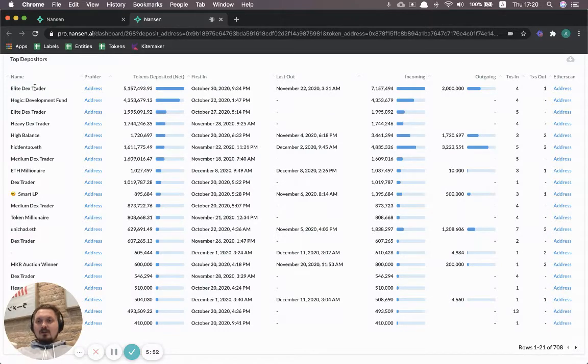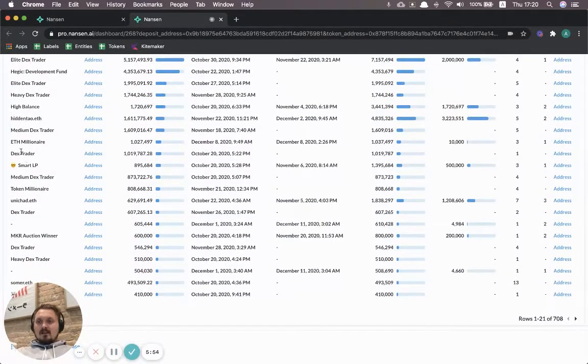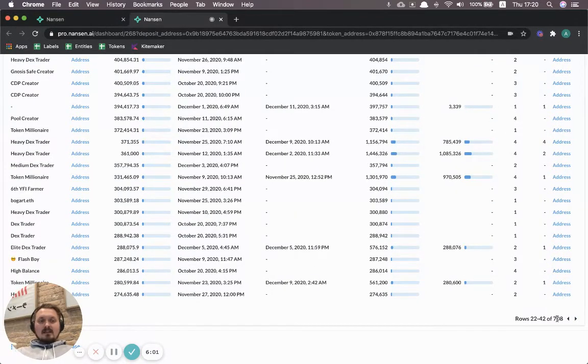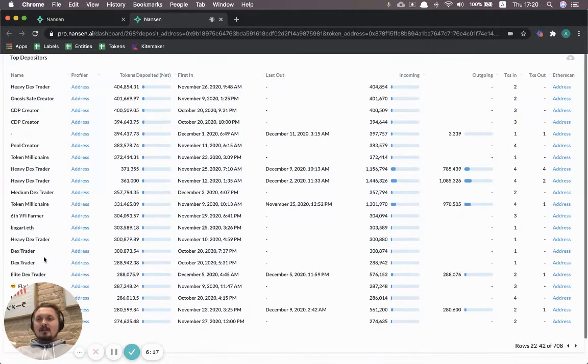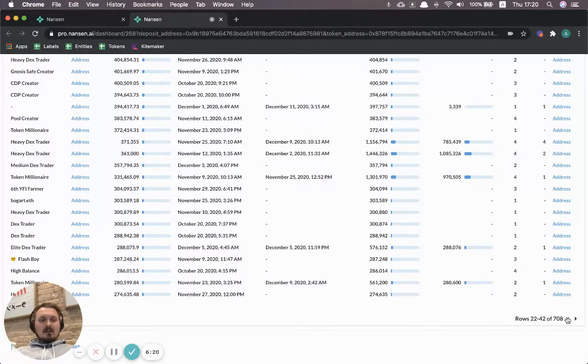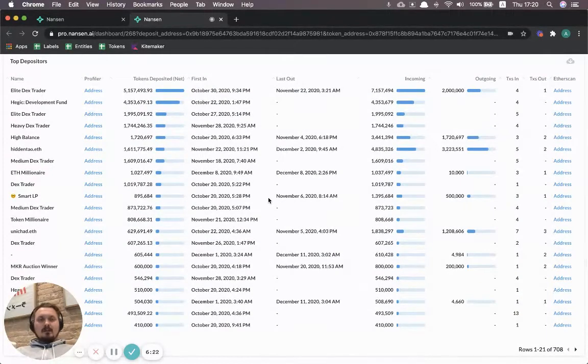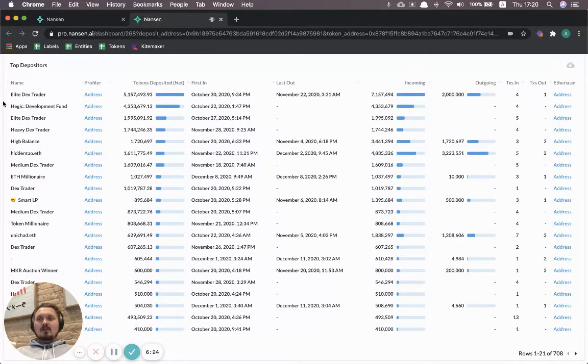In fact, I'm tempted to just dive into this one, but let's scroll down and see if there's any other interesting addresses. There are a couple of ENS names, a smart liquidity provider here. It's about 700, by the way, in total. The sixth Wi-Fi farmer, so an early Wi-Fi farmer is in here. Flash Boy, meaning that they do ARB trades and sometimes flash loans, perhaps. So, a bit of variety on the addresses that have deposited rETH tokens into this contract.